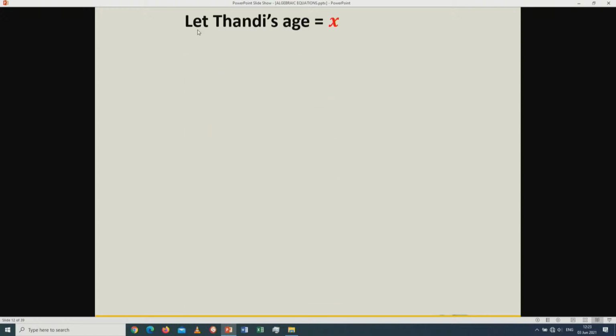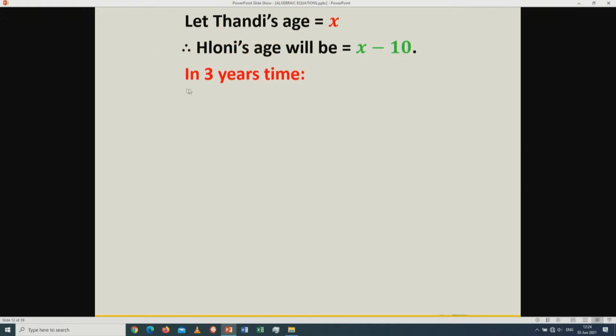Let Thandi's age be x. We can also let Hloni's age be x, whichever way. I've tried to solve it using both methods. Because Thandi is 10 years older than Hloni, if Thandi's age is x, then Hloni's age will be x minus 10. Now let's check what is going to happen in 3 years' time.